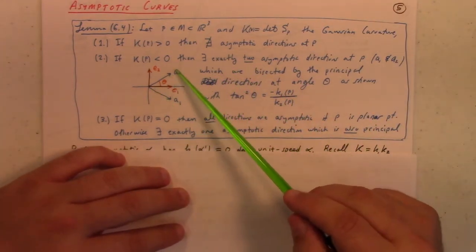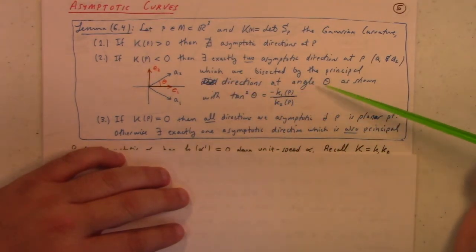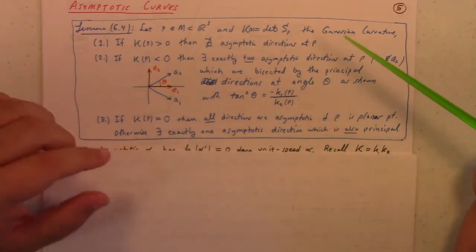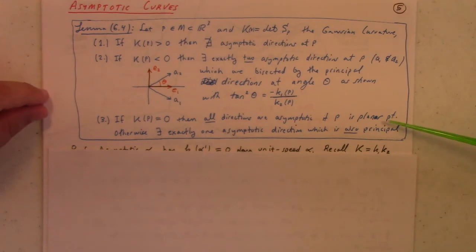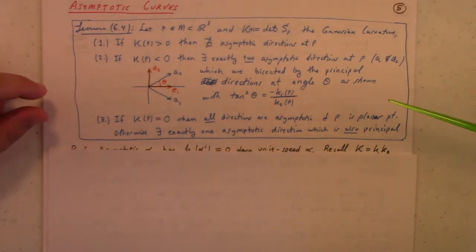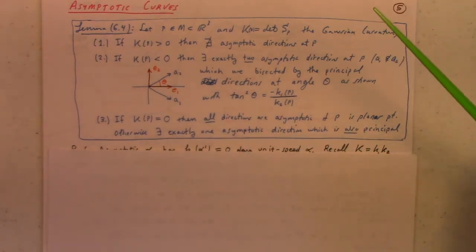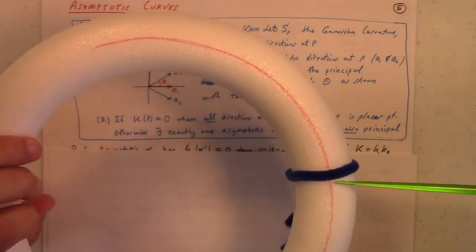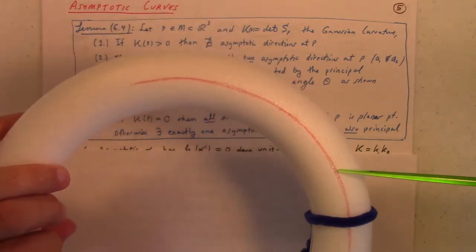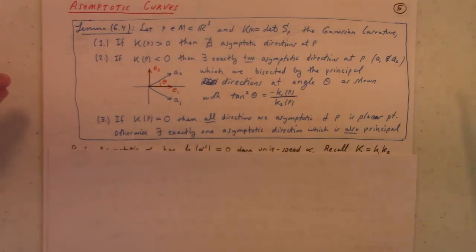Then the asymptotic directions fit like this and that. The angle between E1 and A2 we can take to be theta, where tangent squared theta is given by that ratio. Finally, if the Gaussian curvature is zero, all directions are asymptotic at P if it's a planar point, like in a plane, where every point's a planar point. Otherwise, there's exactly one asymptotic direction, which is also principal, like the top of the torus, those kinds of points where Gaussian curvature is zero. This is the only asymptotic direction along the red line, like that.